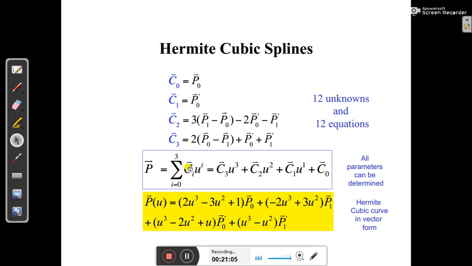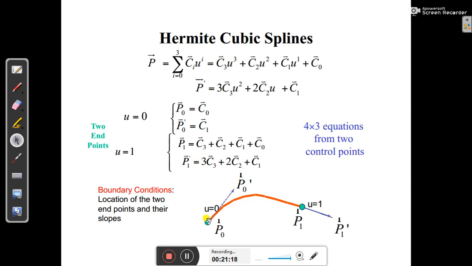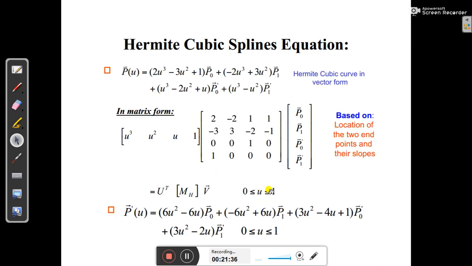Now, using these parametric equations, all parameters can be determined. So the Hermite cubic curve in vector form is this one. Actually you don't need to go deeper on this one, but the main fact is that we can find this spline curve using Hermite cubic spline equations, using the parametric value, by putting the values of mu in the equations. So actually that is the main part of this video.